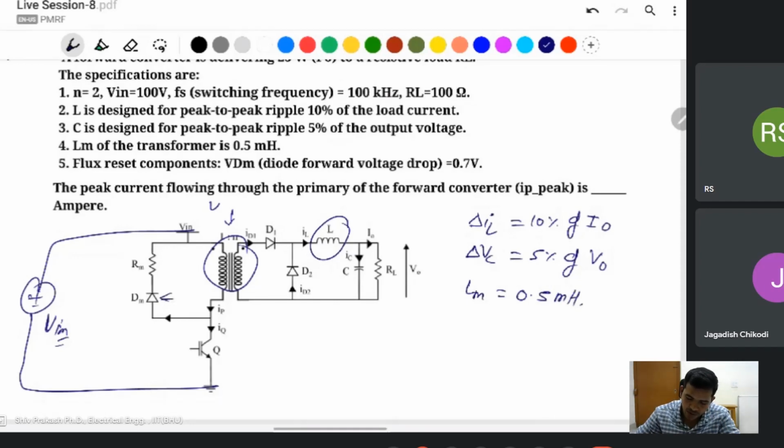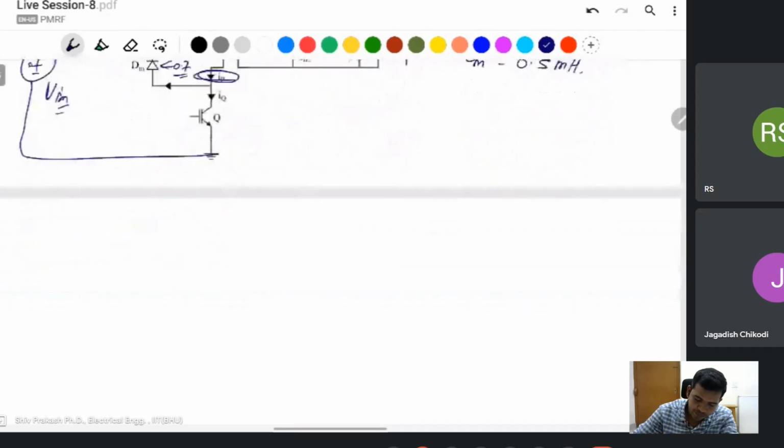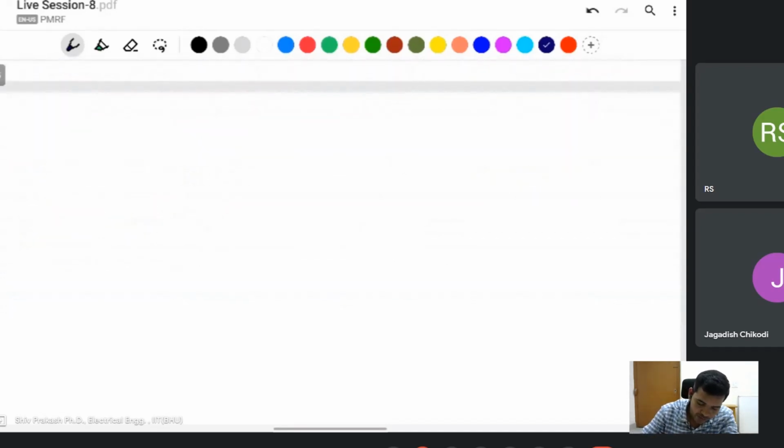And voltage drop is also given as 2.7. The value asked is the peak current flowing through the primary of the forward converter, IP peak. So given IP here, you can rearrange the forward converter equivalent circuit.